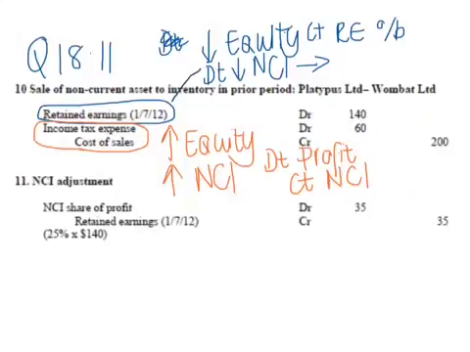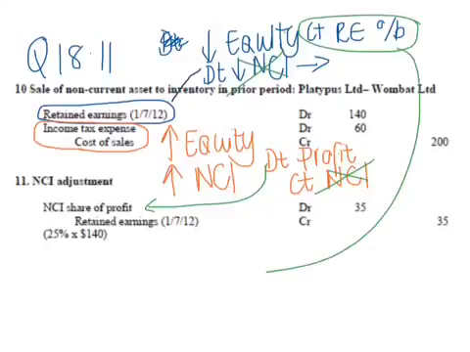The net effect of these two entries is that there won't be any movement in our NCI balance. So the NCI adjustment that we need is to debit the NCI share of profit and credit the opening retained earnings.